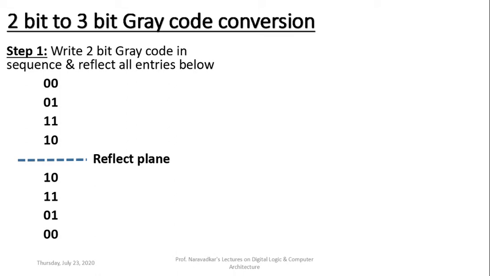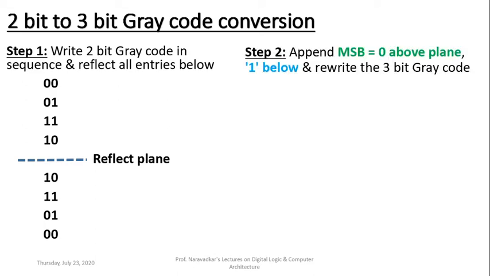Clear? Now once I get this reflection of all the entries, then step number 2: append MSB bit equal to 0 above that plane and MSB bit equal to 1 below that plane, and rewrite that 3 bit gray code here. It means that 3 bits of gray code would be like this.